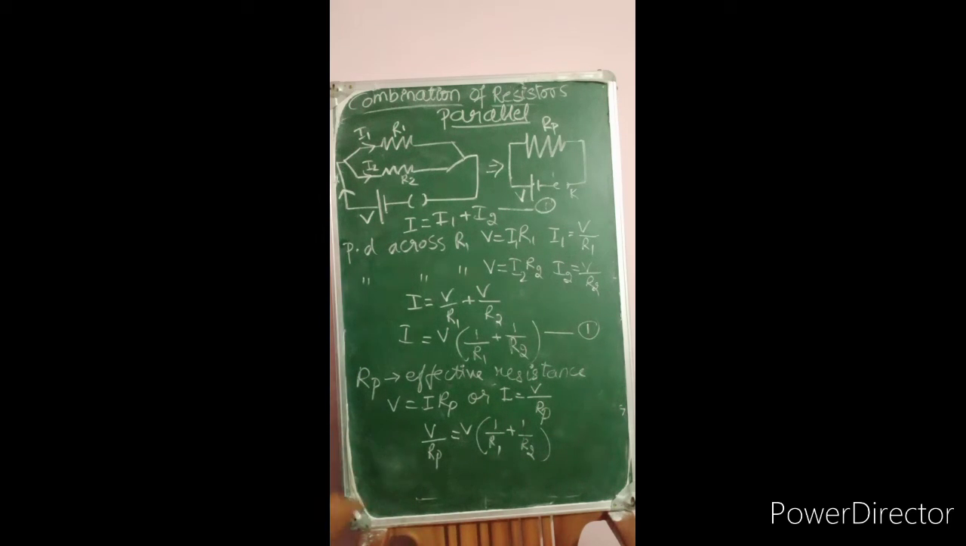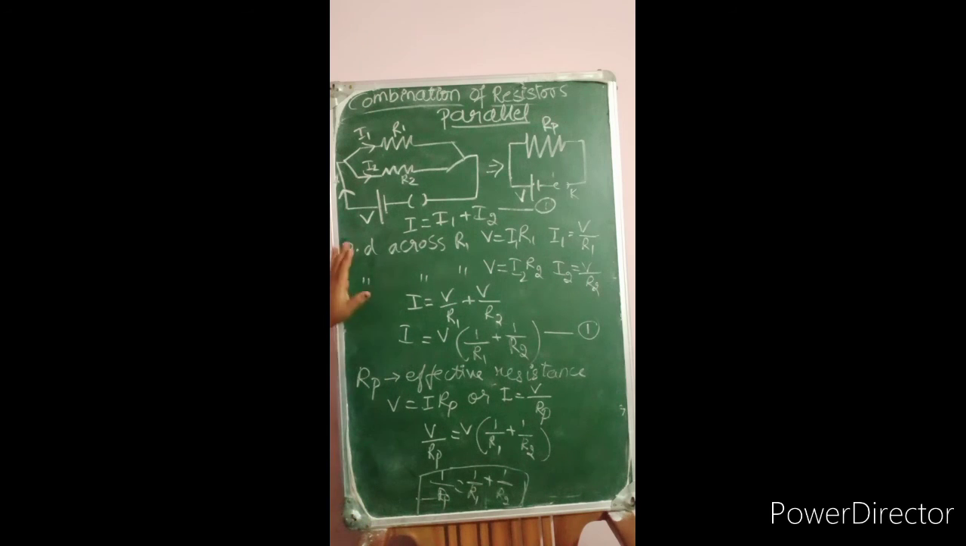Or we can write this as 1 divided by RP is equal to 1 divided by R1 plus 1 divided by R2. This is the expression for effective resistance in parallel combination. So in parallel combination, the effective resistance always decreases. It is always less than the resistance of the combination. The effective resistance is always less than the resistance of the combination.